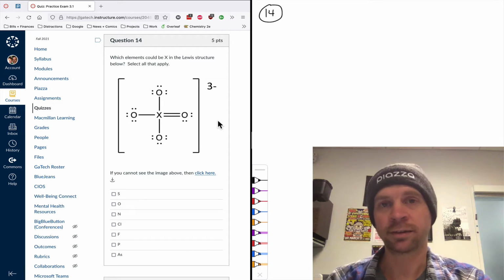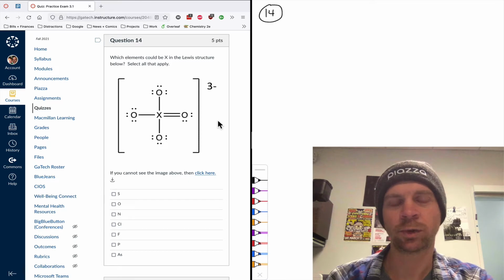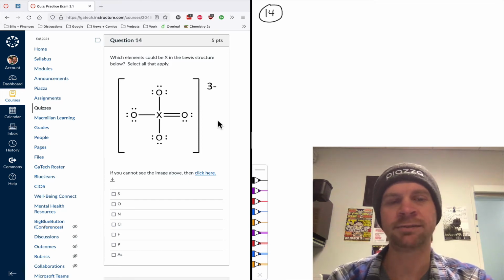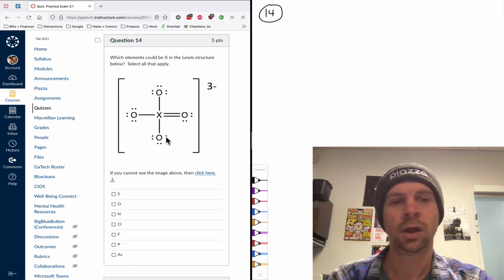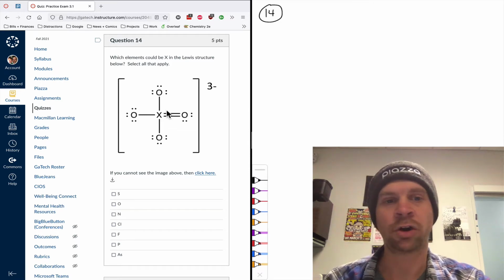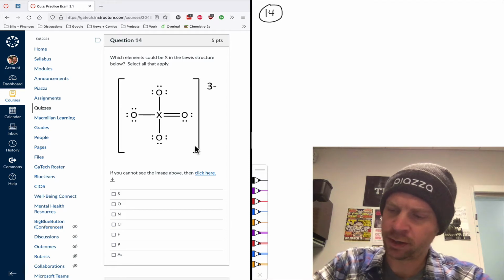In this video, we're discussing question 14 from Practice Exam 3.1 in the fall 2021 semester in Chem 1211. And this problem is all about the Lewis structure shown right here. We're asked which of the following elements could be X in the Lewis structure below and asked to select all that apply. Now, a few things to note about this structure.